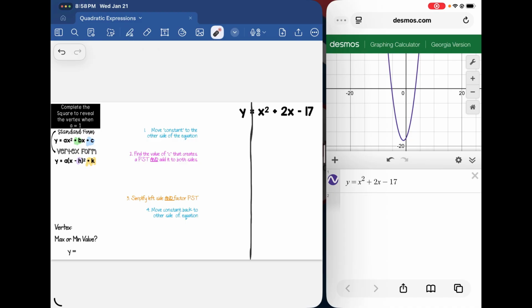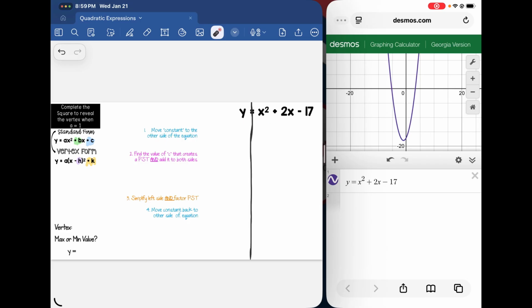We have previously learned how to multiply two binomials in factored form to go to standard form, and then we learned how to go from standard form to factored form, and now we're going to learn how to go from standard form to vertex form. All right, so they gave me standard form. y is equal to x squared plus 2x minus 17.